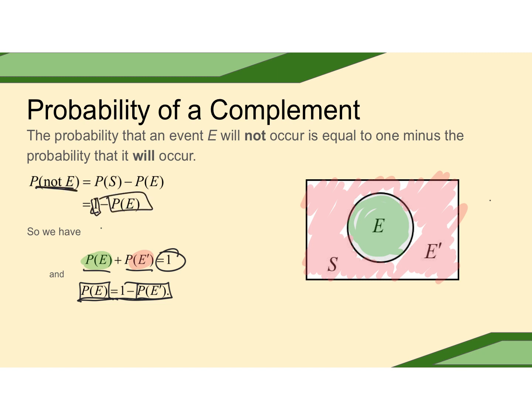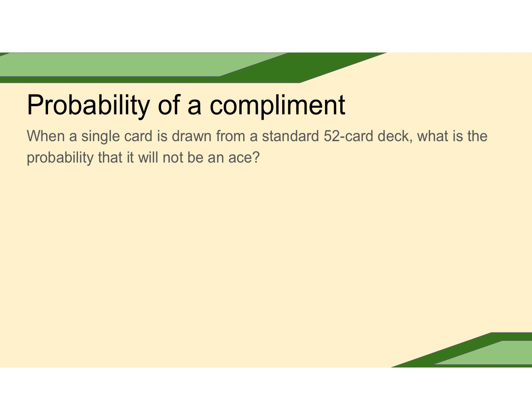So I just want to reiterate that when we talk about 100% or 1 in probability, we're talking about the entire space as a whole. And so sometimes it's easier, rather than calculating an individual value, to calculate everything around it. So, for example, when a single card is drawn from a deck of 52, so if I have my 52 card deck here like this, what is the probability that it will not be an ace?